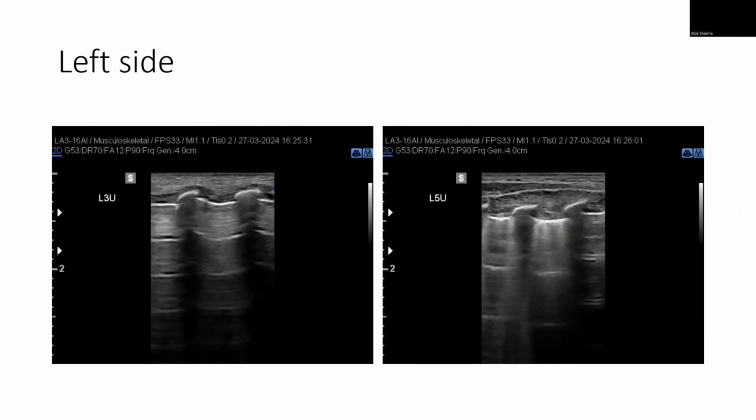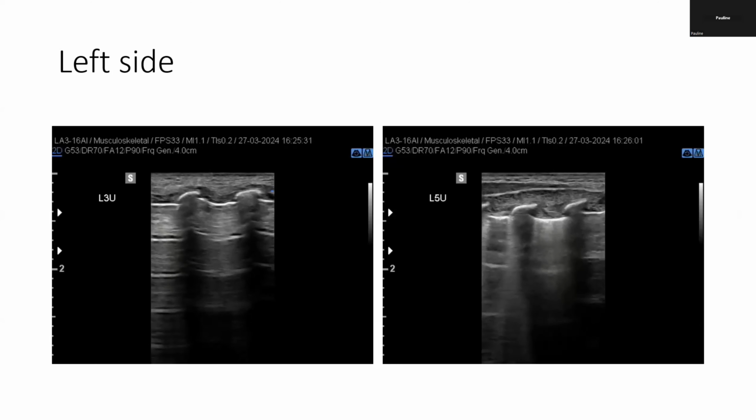Again, what I'd say is just with the eye of faith, the question is whether you do have a little bit of sliding there, and M mode would be absolutely crucial in this situation. But can I just say the image is of beautiful quality.